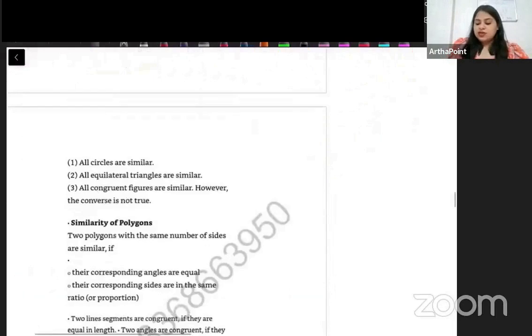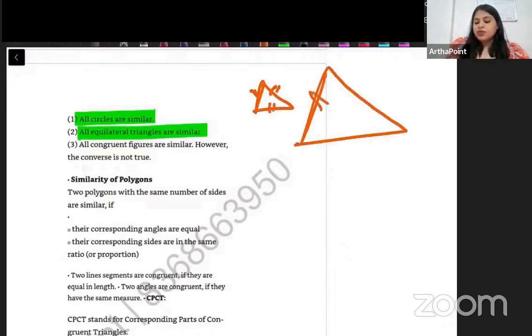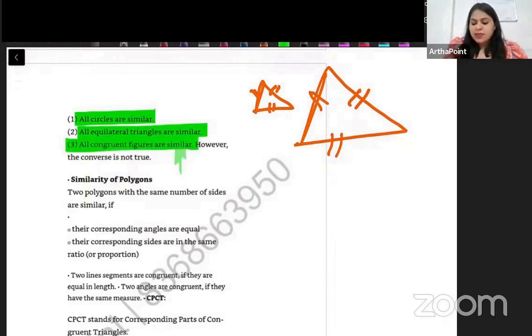So let us go ahead and read this out. All circles are similar. All equilateral triangles are similar, because equilateral means all 3 sides will be equal to each other. All congruent figures are similar. If it is congruent, meaning same shape and size, it has to be similar. But the converse is not true. If it is similar, it is not necessary that it is congruent. But if it is congruent, then it will be similar.